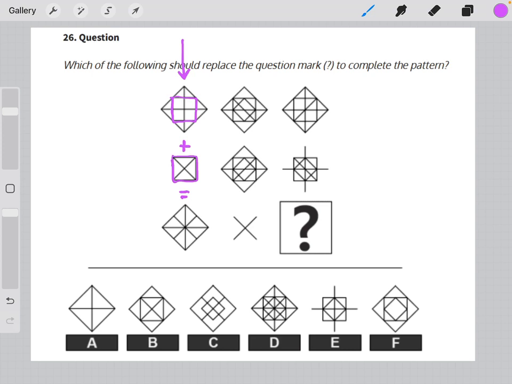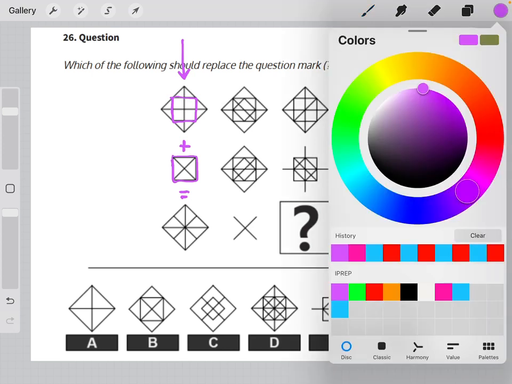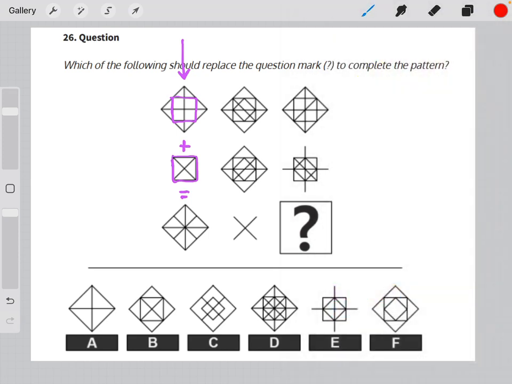let's see, I believe that is it. Then we are left over with a large diamond, a cross, and then an X. So we have a large diamond, a cross, and then an X. So if there are similar shapes, they will cancel each other out. If there are unique shapes, they will combine together to give us our third element in that column.